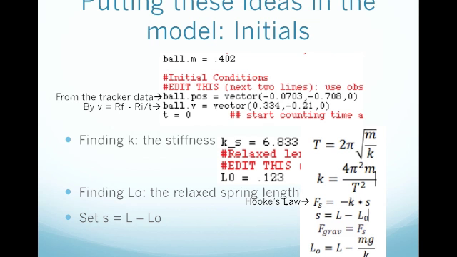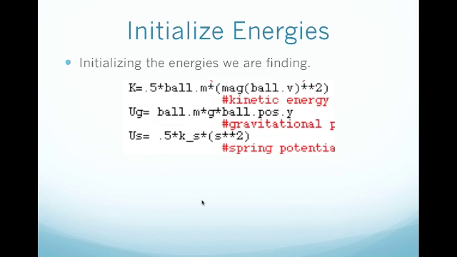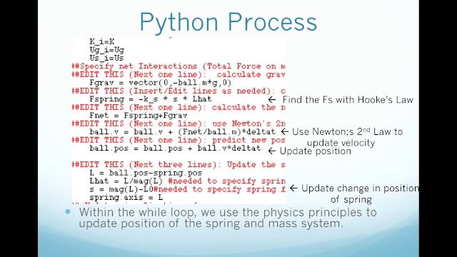Hooke's law states that the force of a spring is equal to the negative value of the stiffness of the spring times the stretch of the spring. I could then initialize S to be equal to L minus L0. I also had to initialize the kinetic, gravitational potential, and spring potential energy, which is one half k times the stretch squared. Within the while loop, I initialized the initial energies that were defined before.